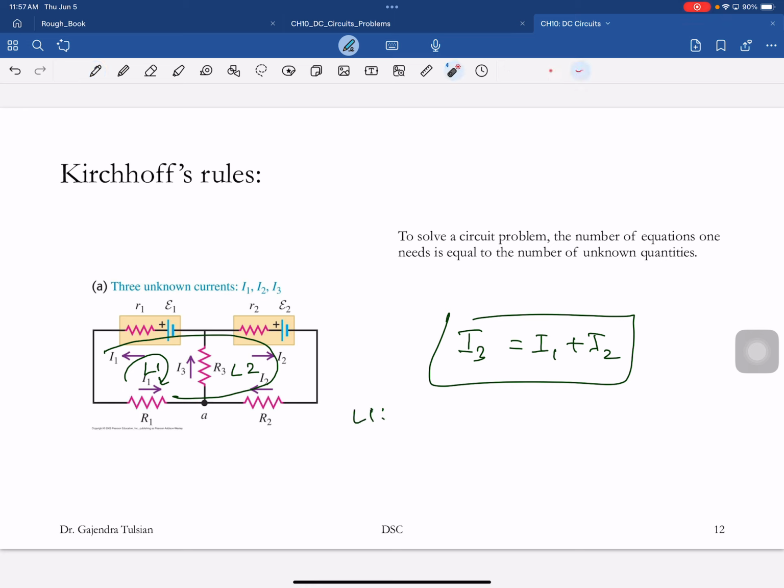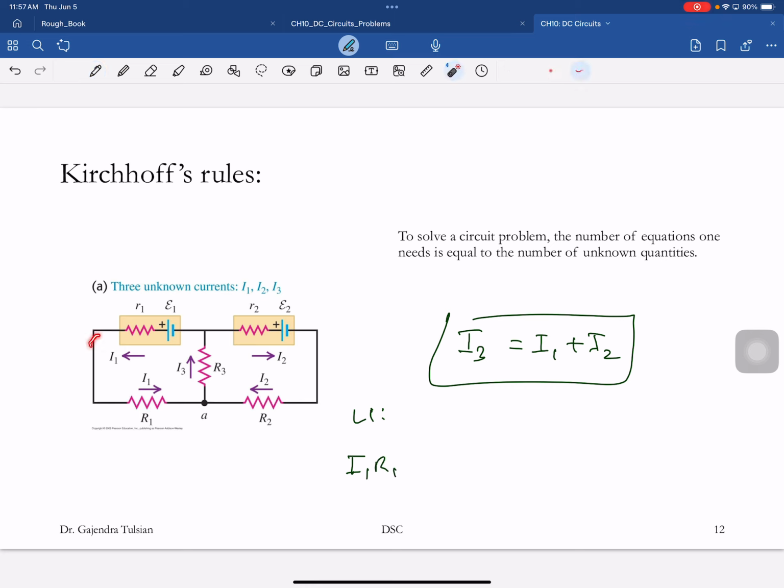So I'm going to start from here and go around the loop like that, and come back here. By the way, before we do that, how many terms will be there? 1, 2, 3, 4 terms in that equation. First term, I'm going uphill, so it's plus I1 R1.